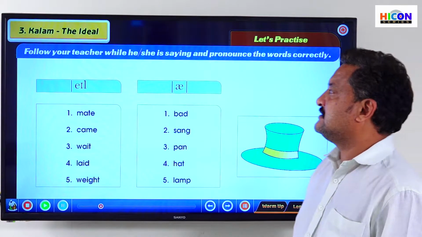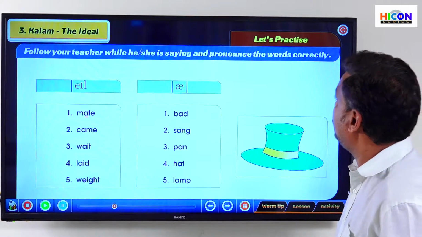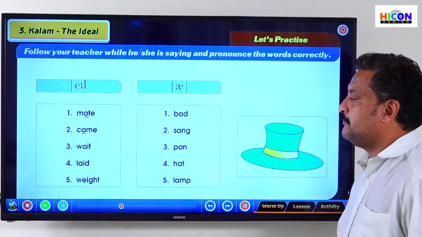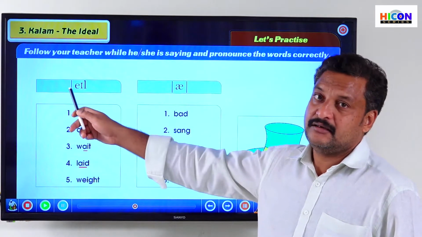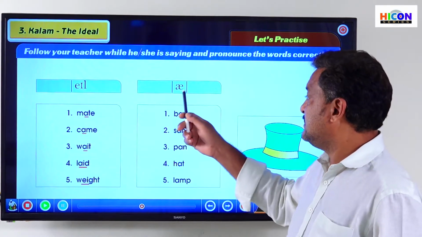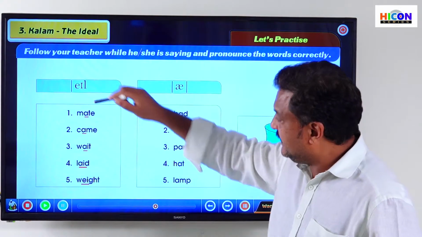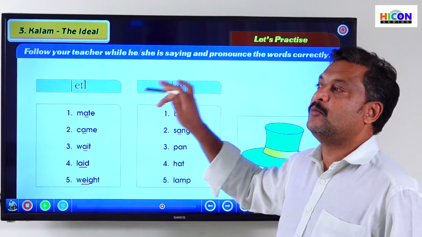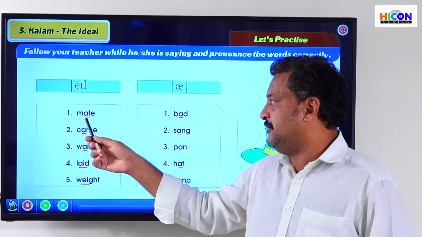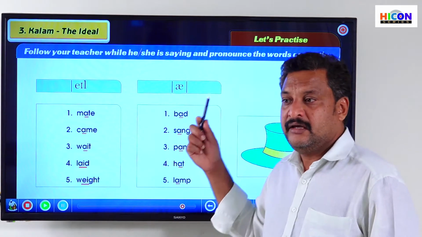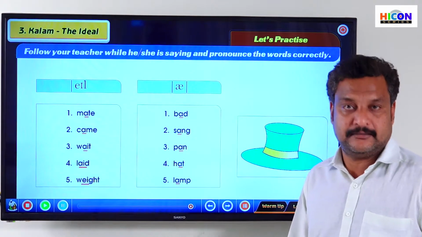Let's practice. Follow your teacher while he or she is saying and pronounce the word correctly. So, this is A, this is A. Okay, the letter A is used for making both these sounds. In some words, when we use the letter A, it makes one sound, and in some words, when we use the letter A, it produces the other sound.